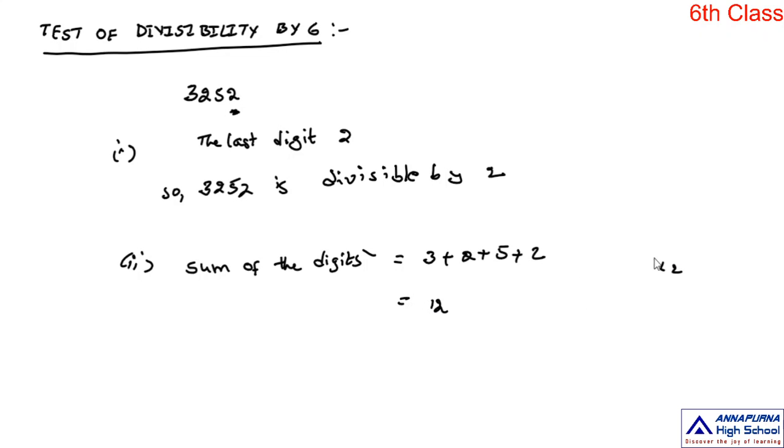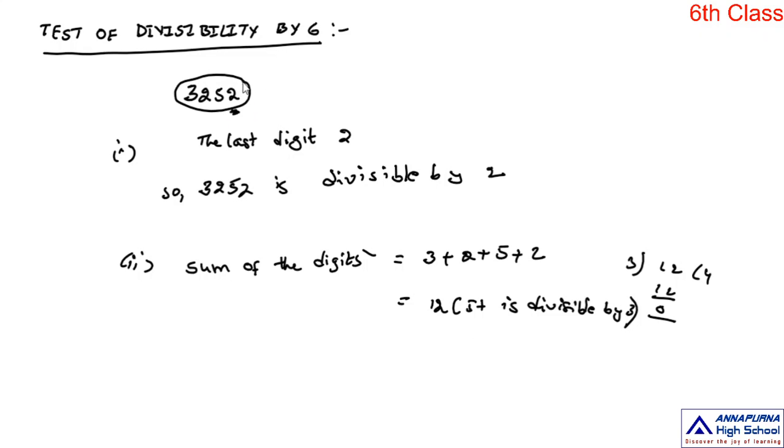We check. 3 fours are 12. The remainder comes 0. It is divisible by 3. So the given number is also divisible by 3. What is the given number? 3252 is divisible by 3.